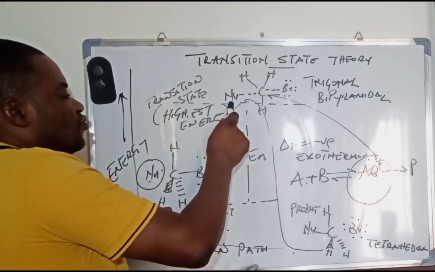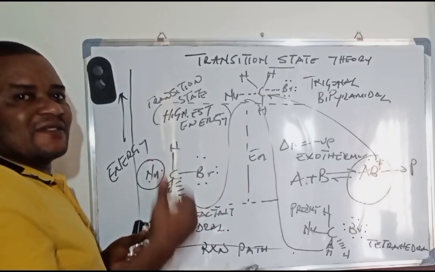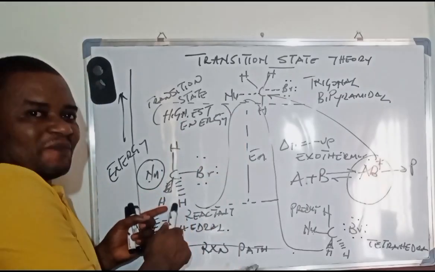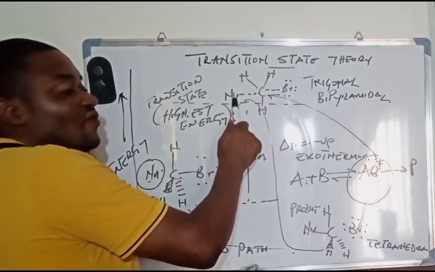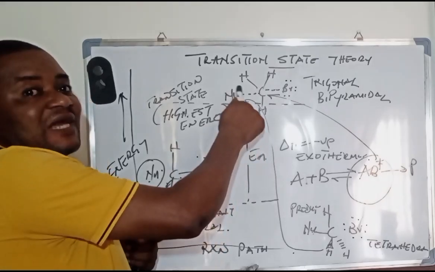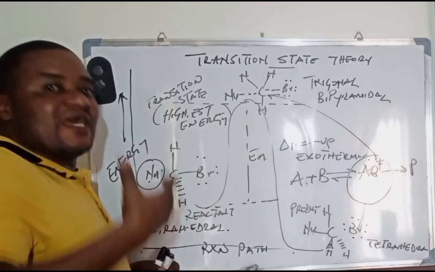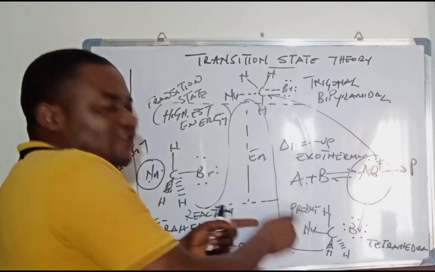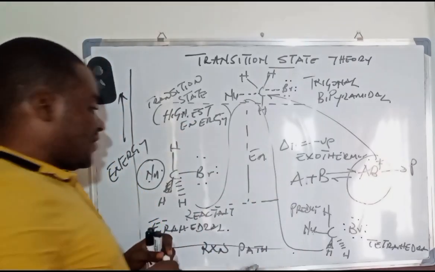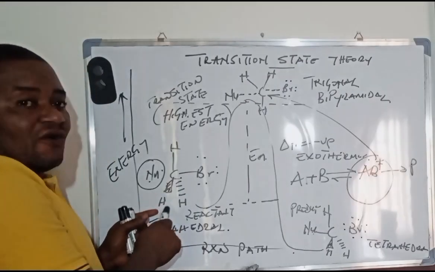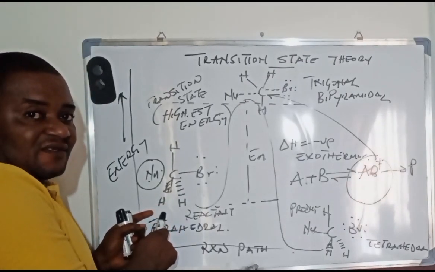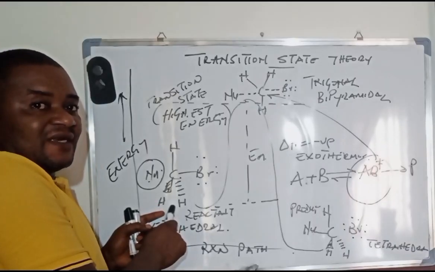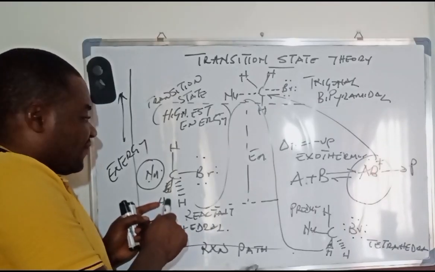Now, when it gets to this point here, there must be a transformation of this particular compound in such a way that it generates another compound having energy enough to overcome the transition state energy before a product can be formed. And that is simple. And that is why you can see that at the beginning of the reactants, there is a tetrahedral structure in terms of the shape of this compound.